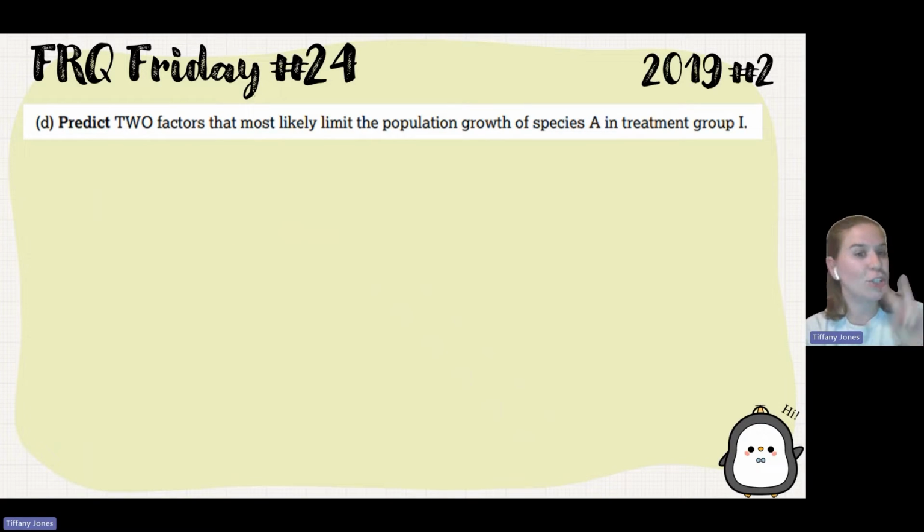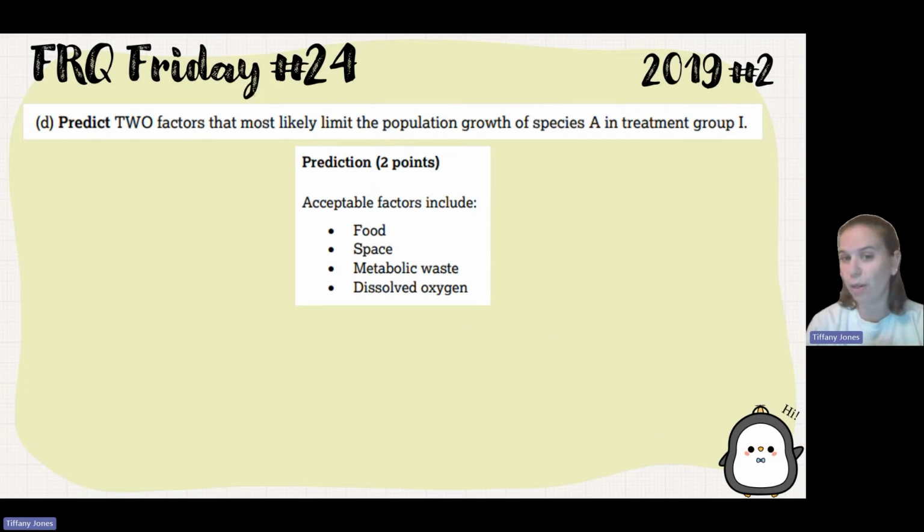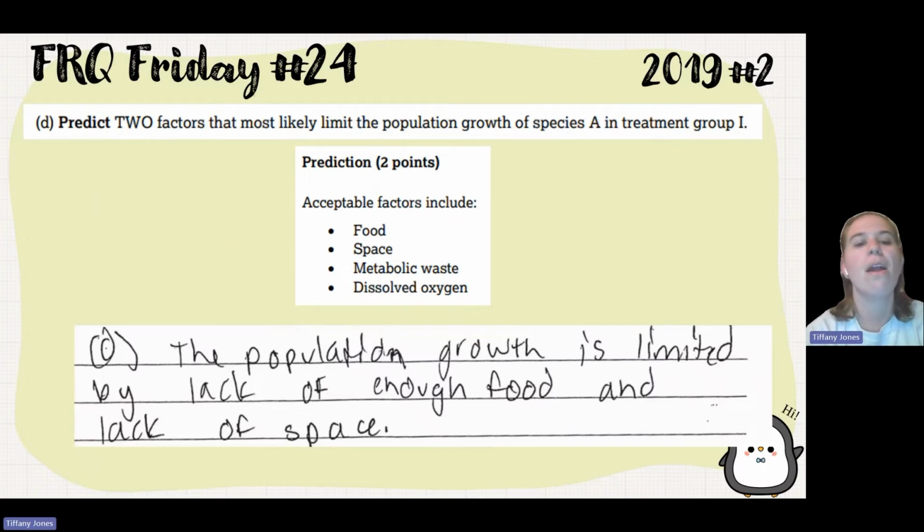So part D: predict 2 factors that most likely limit the population growth of species A in treatment group 1. So we have to think to ourselves, what kinds of things are we looking at for carrying capacity? You don't just want to tell them, oh, we've reached carrying capacity, or there's a lack of nutrients. Be specific. What is the thing that is causing the species to no longer be able to grow? Well, they're running out of food, they're running out of space. There's an increase in metabolic waste, and there's a decrease in dissolved oxygen. They don't have enough oxygen. Okay. So population growth is limited by the lack of enough food and lack of space. So there's your points there.